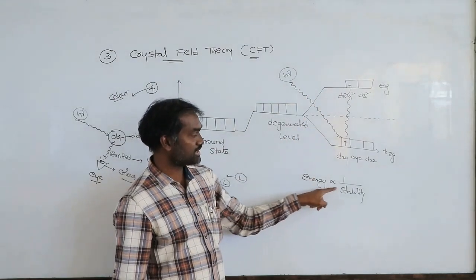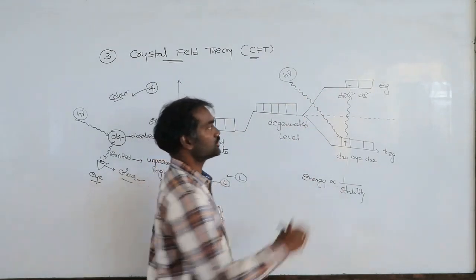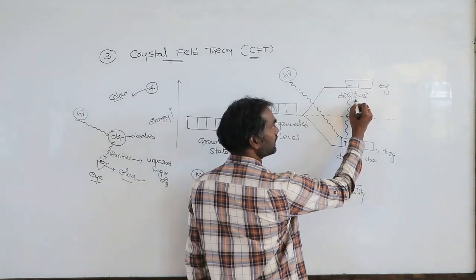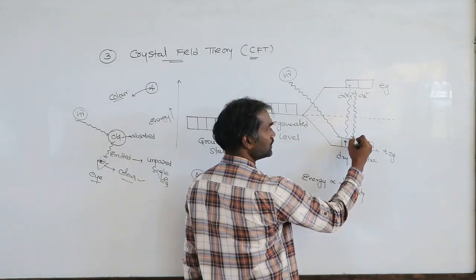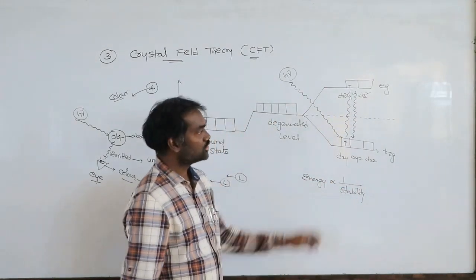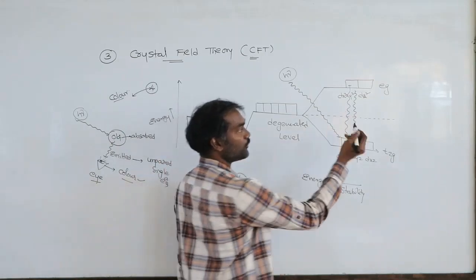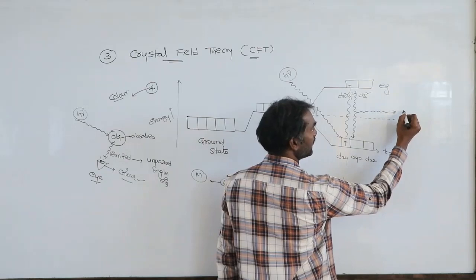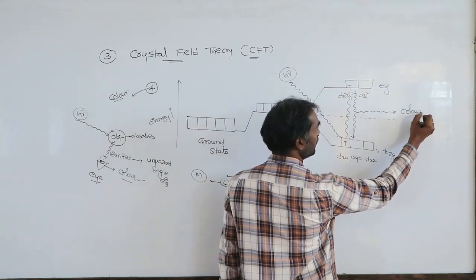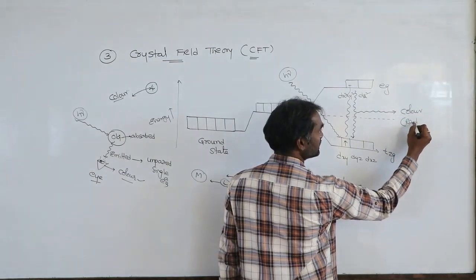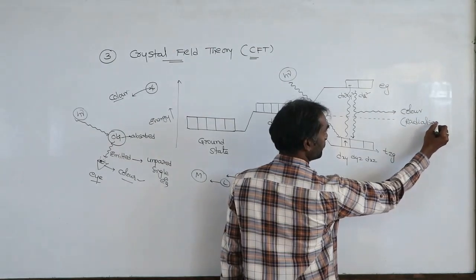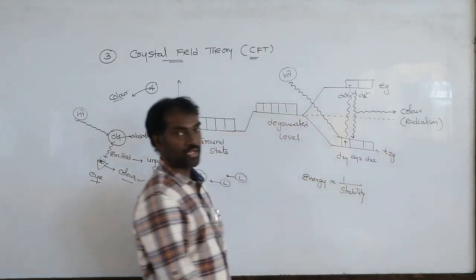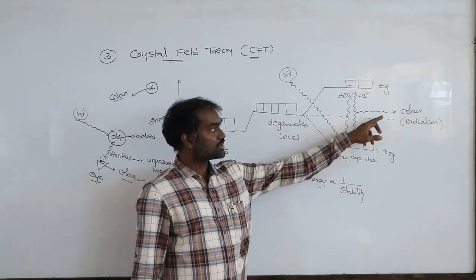Highest energy means stability is low. That's why the electron comes back down, because of stability. While coming down, whatever energy was absorbed comes outside as a color, which you also call radiation. That's why the d block elements show colors.